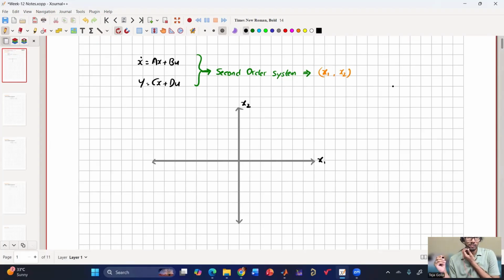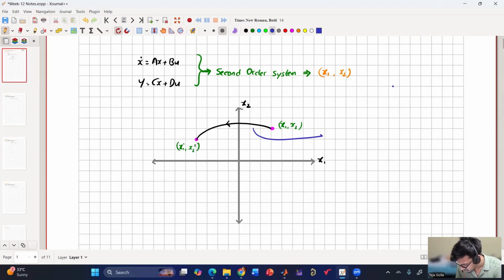So now we are trying to move from one point to another point. Say we are trying to move from here to here. Say this is my x1 comma x2, and this is my x1 dash comma x2 dash. So if I can transfer the states from one initial condition to one final condition with the help of input, so basically we are trying to control the destination by means of input. If we are able to do that, then we can say the system is controllable.